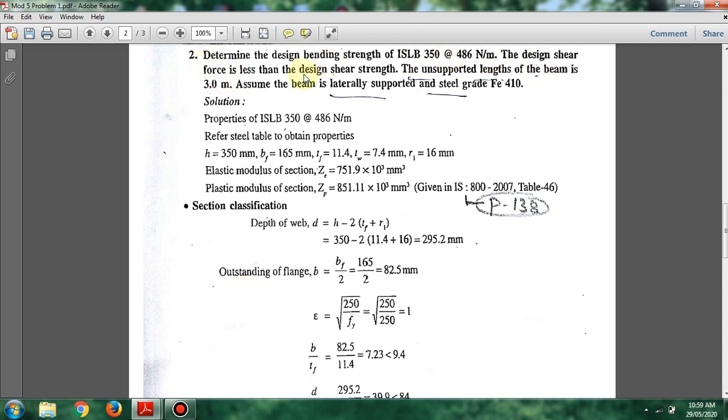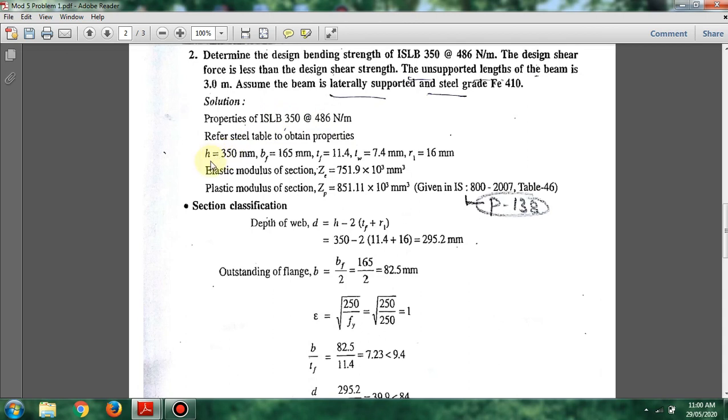The question is, determine the design bending strength of ISLB 350 at 486 Newton per meter. The design shear force is less than the design shear strength. The unsupported length of the beam is 3 meters. Assume the beam is laterally supported and steel of grade 410. So this is the analysis problem to find the design bending strength of a given beam.